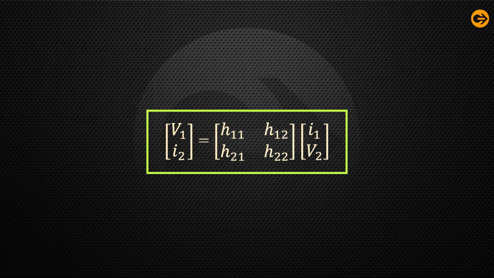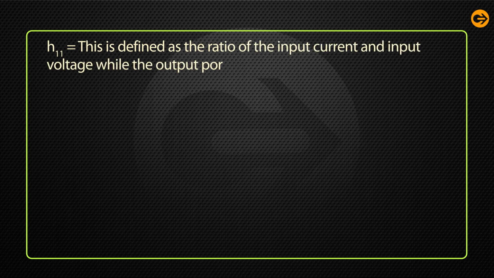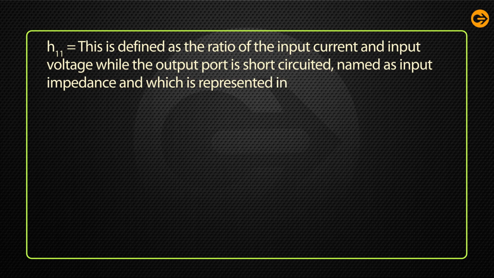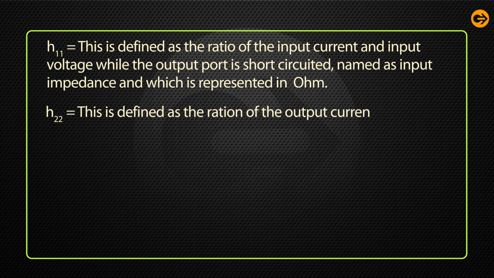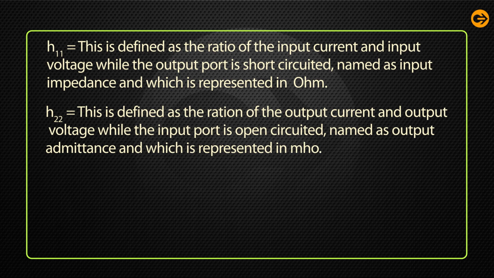There are four hybrid parameters, such as H11, H12, H21 and H22, which are defined as follows. H11. This is defined as the ratio of the input voltage and input current while the output port is short-circuited, named as input impedance, and which is represented in ohm. H22. This is defined as the ratio of the output current and output voltage while the input port is open-circuited, named as output admittance, and which is represented in mho.